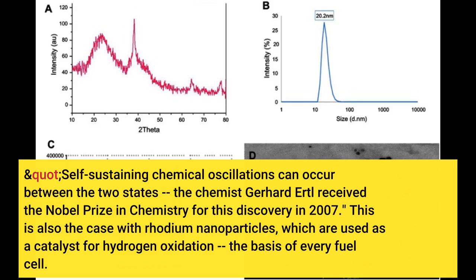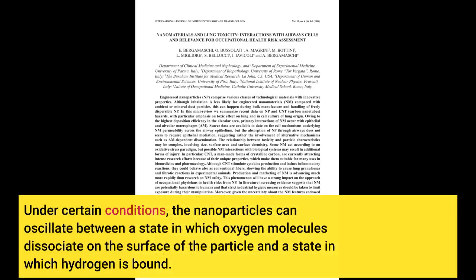This is also the case with rhodium nanoparticles, which are used as a catalyst for hydrogen oxidation, the basis of every fuel cell. Under certain conditions, the nanoparticles can oscillate between a state in which oxygen molecules dissociate on the surface of the particle and a state in which hydrogen is bound.